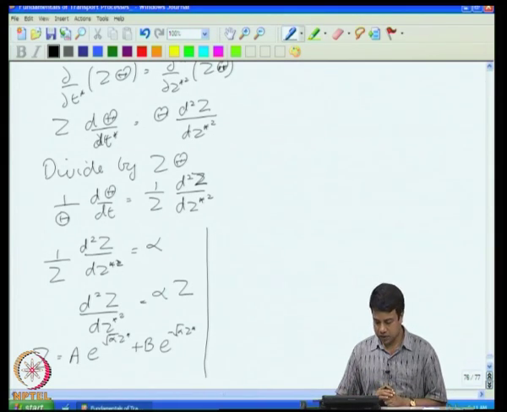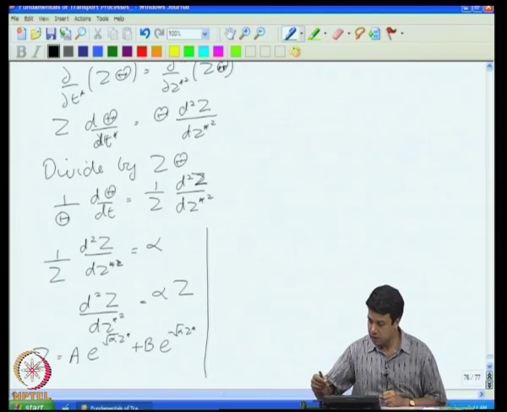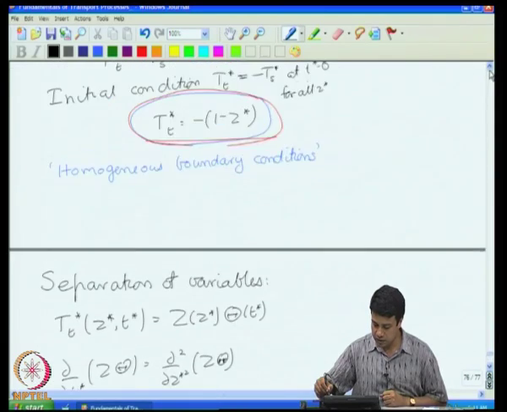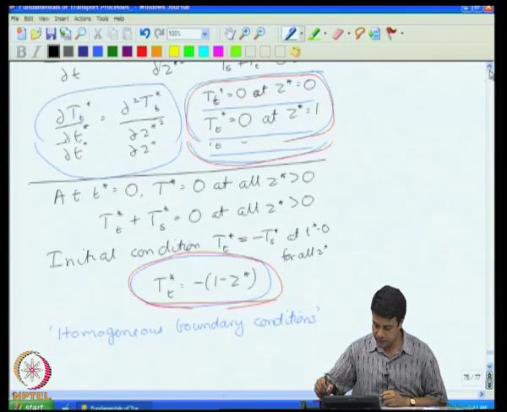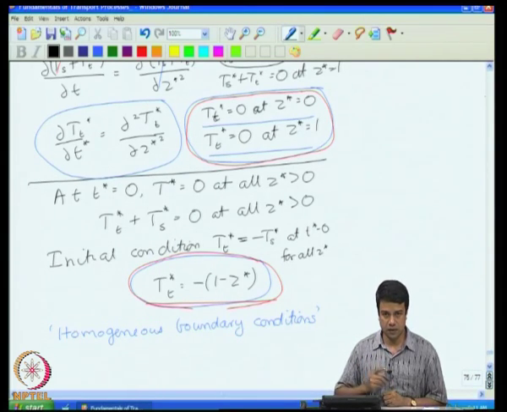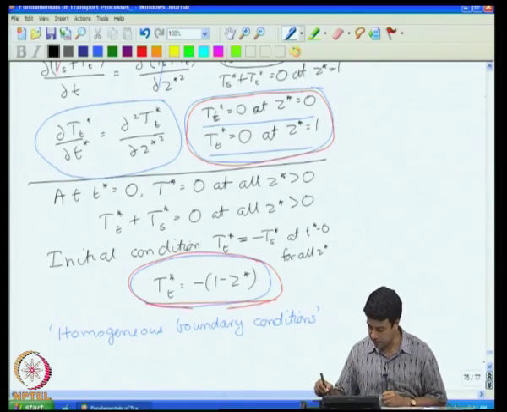Now, what are the boundary conditions for Z? I have got two constants. I have solved a second order differential equation and I have got two constants. And those two constants now have to be determined from the boundary conditions for Z. What are the boundary conditions for Z? I require that the temperature has homogeneous boundary conditions both at z is equal to 0 and at z is equal to 1, the temperature is 0. It is 0 at all times. Therefore, I require that Z has to be equal to 0 both at z star is equal to 0 and z star is equal to 1.